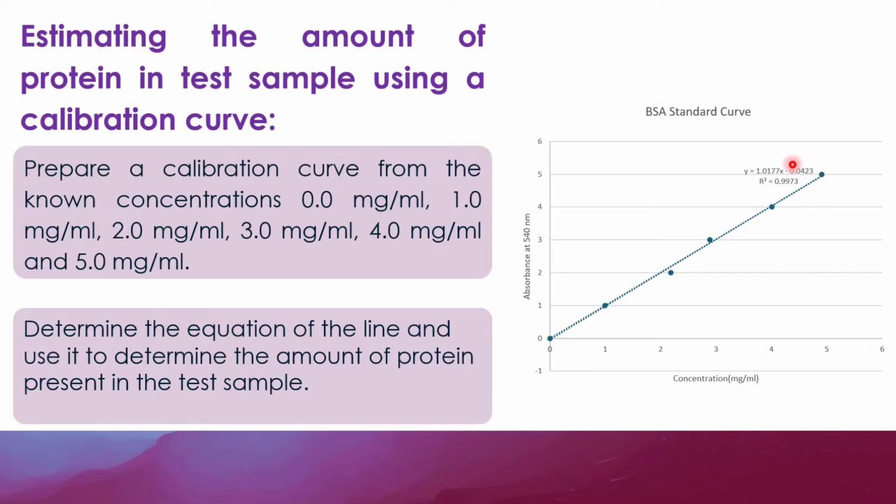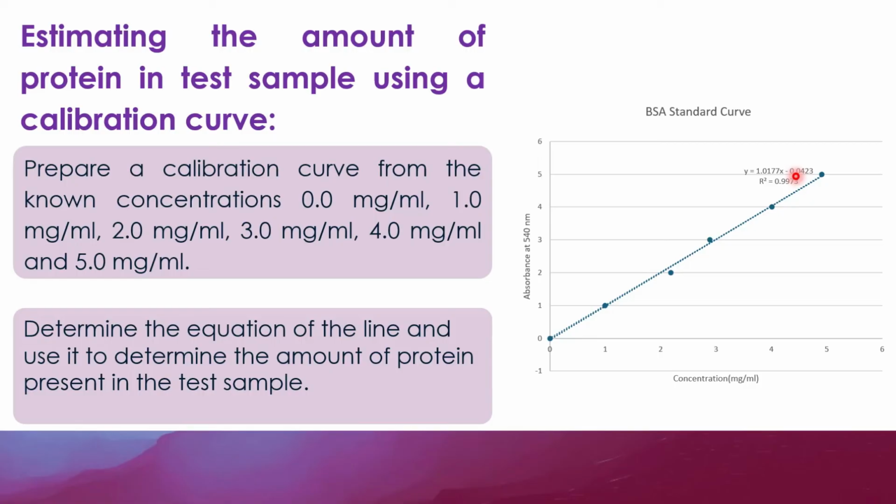As we can see from this calibration curve, this is our equation of the line, which is giving us y equals 1.0177 s minus 0.0423. Where y happens to be the absorbance values obtained, and 1.0177 happens to be the slope or the gradient of the calibration curve, and s happens to be the concentrations in milligrams per ml on the x-axis, and the minus 0.0423 happens to be the intercept.